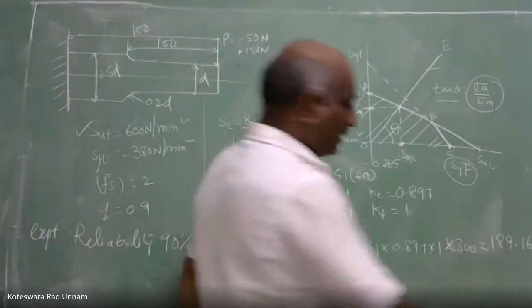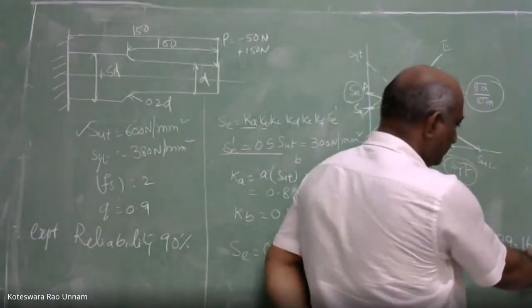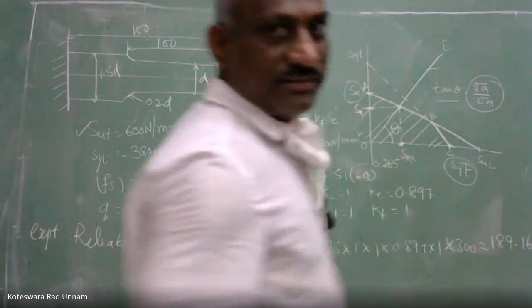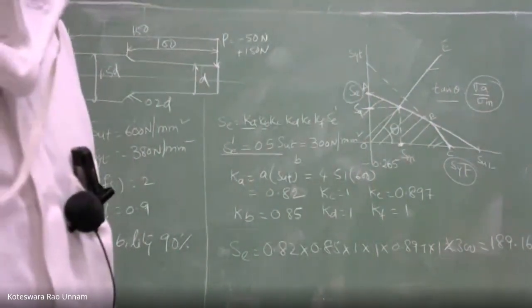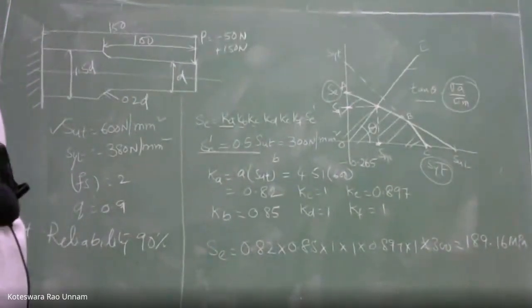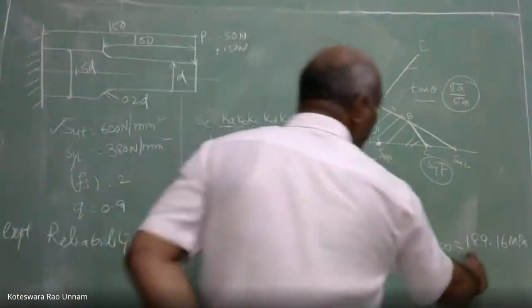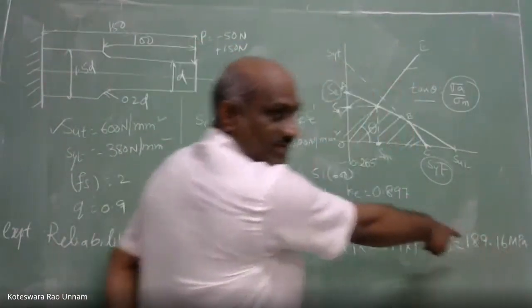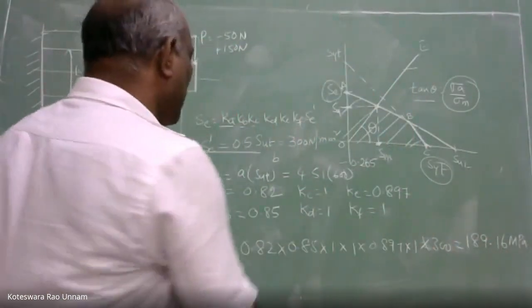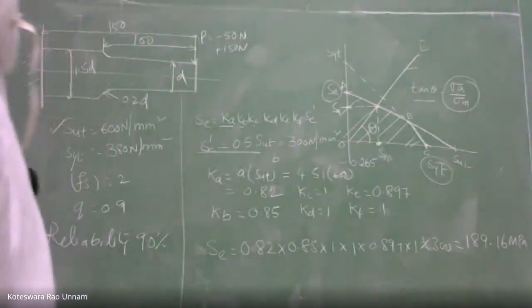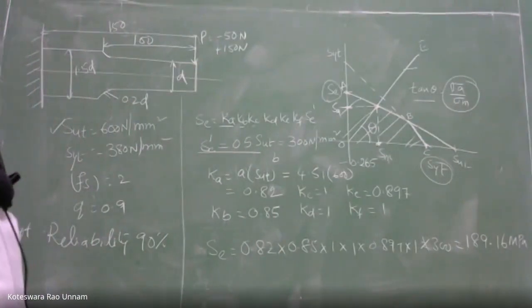Is it visible, or am I going beyond the page? I think it is beyond. Let me adjust. Okay, now it's okay. Still not visible, I think. Okay, so you take this value, SE. Visible, sir. 189.16.